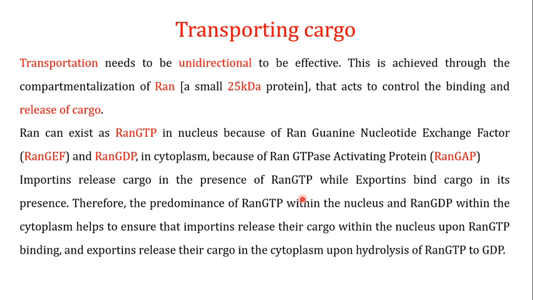It means that inside the nucleus there is RAN GTP. That RAN GTP will bind to the Exportin, and that Exportin will bind the cargo to move it out of the nucleus. Therefore, the predominance of RAN GTP within the nucleus and RAN GDP within the cytoplasm ensures that Importins release their cargo within the nucleus upon interaction with the RAN GTP, and Exportins release their cargo in the cytoplasm upon the hydrolysis of RAN GTP to RAN GDP.